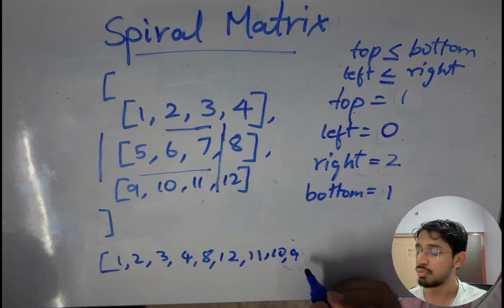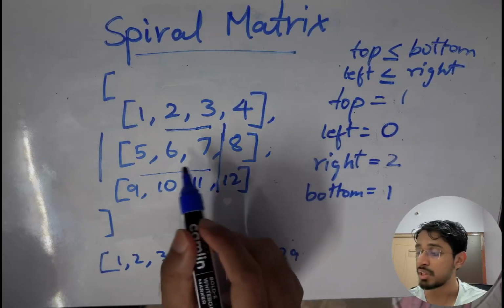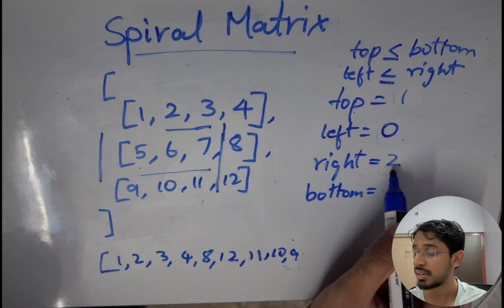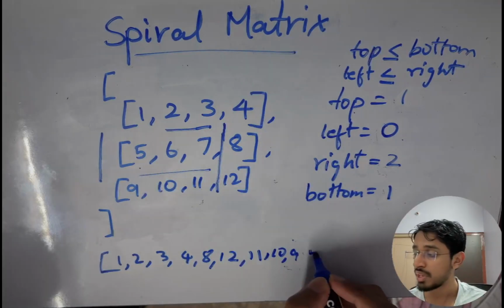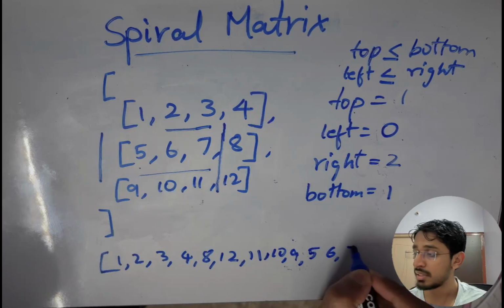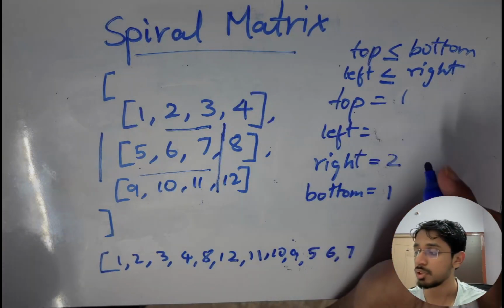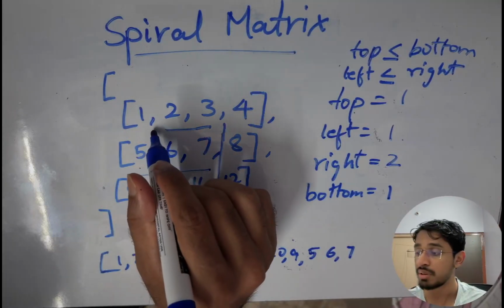And then finally for the fourth dimension, the value of left is still less than right. So we start from the left, that is at the 0th index, and go all the way up to right. Right is at number 2, so the second index. So we just add 5, 6 and 7. Now we just increment left. Since left was over here, now left becomes over here.